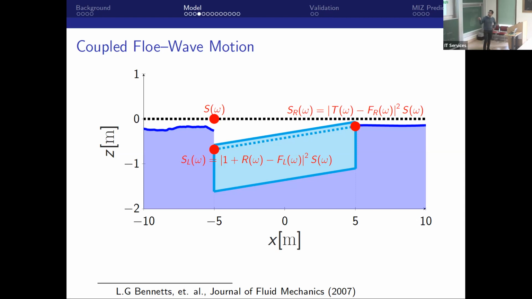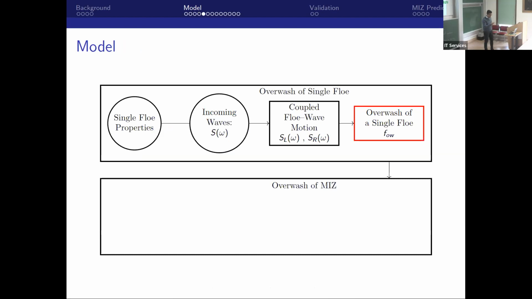Okay, so I've drawn the spectra with the point that they're relative to. So the incoming wave is relative to the still water line. My left spectrum is relative to the flow's motion, so it's actually on the flow and it moves with it. And it's given by this expression here, which just depends on the reflection coefficient R, the flow left coefficient FL, and the incoming wave spectra. Likewise, on the right, my right spectra depends on the transmission coefficient T and my flow right motion coefficient FR and the incoming spectra.